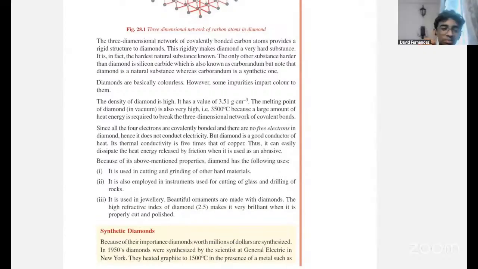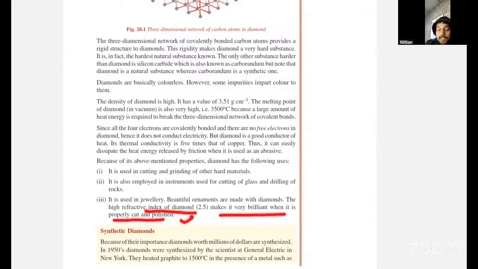Because of its above mentioned properties, diamond has the following uses. It is used in cutting and grinding of other hard materials. It is also employed in instruments used for cutting of glass and drilling of rocks. It is used in jewelry. Beautiful ornaments are made with diamonds. The high refractive index of diamond, 2.5, makes it very brilliant when it is properly cut and polished. Correct. So these are all the uses of diamond.